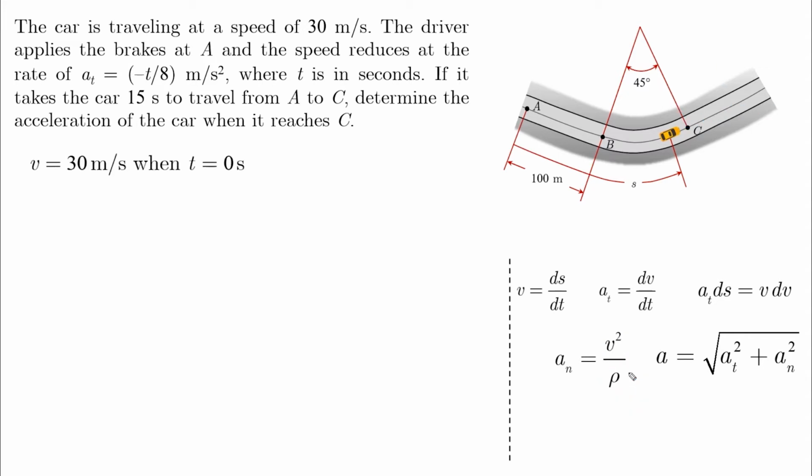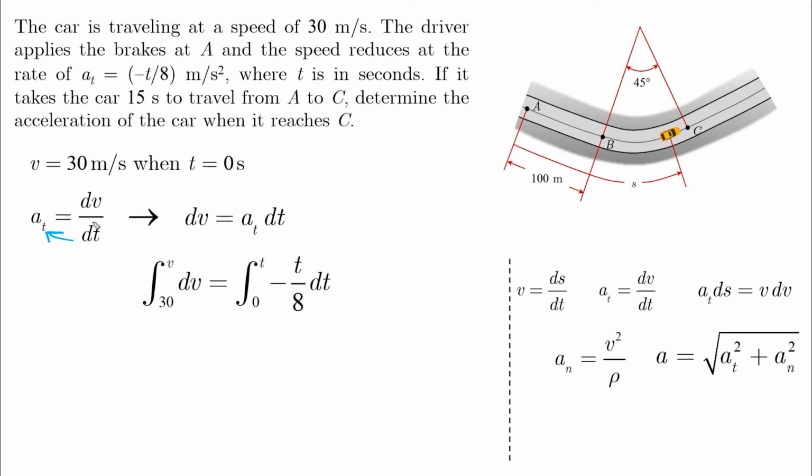Okay, so let's start with the velocity. a_t is given as a function of time, and the time is also given, so we can use a_t equals dv over dt. We take dt to the other side, and we integrate both sides, taking care of the initial conditions: v naught equals 30 when t naught is equal to 0. And by doing this integration, we will get v as a function of time.